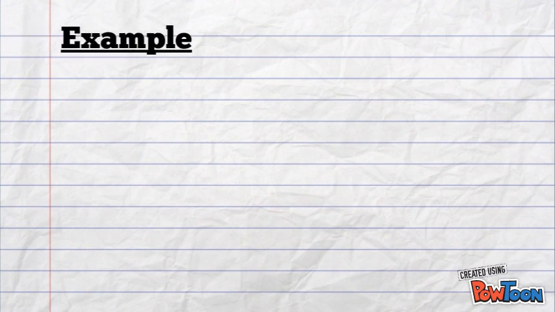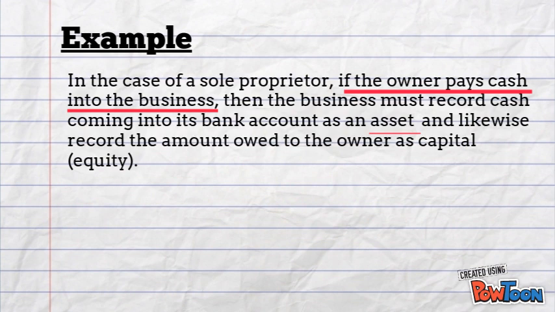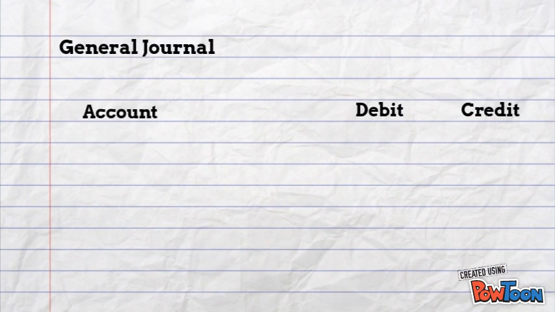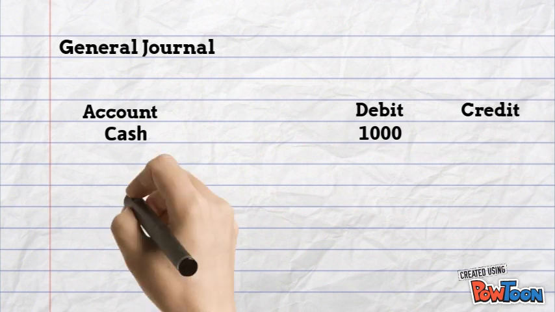Let's look at an example. In the case of a sole proprietor, if the owner pays cash into the business, then the business must record cash coming into its bank account as an asset, and likewise record the amount owed to the owner as capital. In the general journal, we record this as a debit or increase to the cash account and a credit or increase to the contributed capital account.